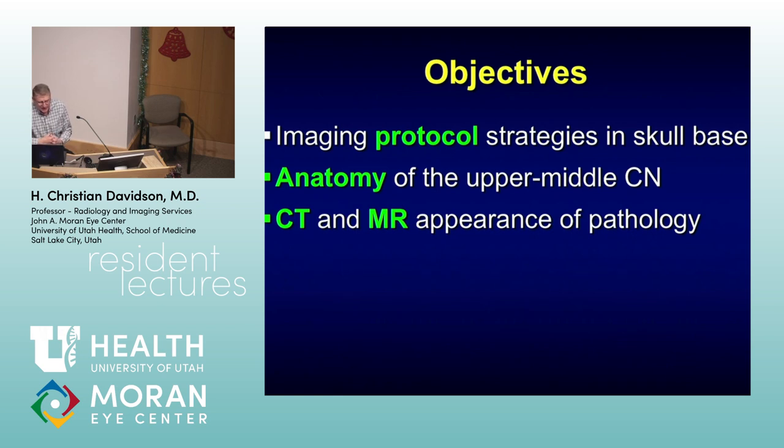We'll talk about the anatomy of the upper and mid-cranial nerves, and we're going to extend this, as before, to the facial nerve. But when you get facial, you get vestibulocochlear as a freebie, because they're right in the same neighborhood. And then we'll talk about CT and MRI appearance of pathology. For that, we're going to have just a very quick list of the differential, but most of the cases are actually going to be part of the quiz. So we're going to put you on your game to see how many of these things you might recognize.